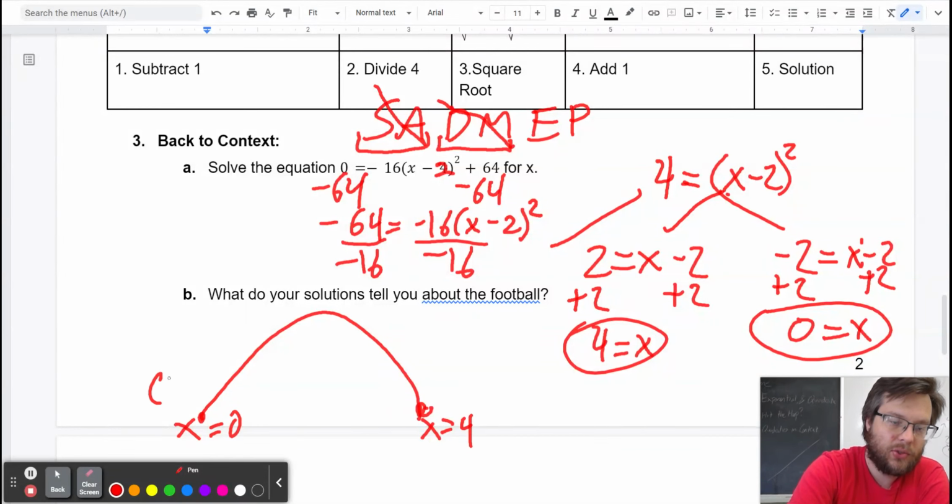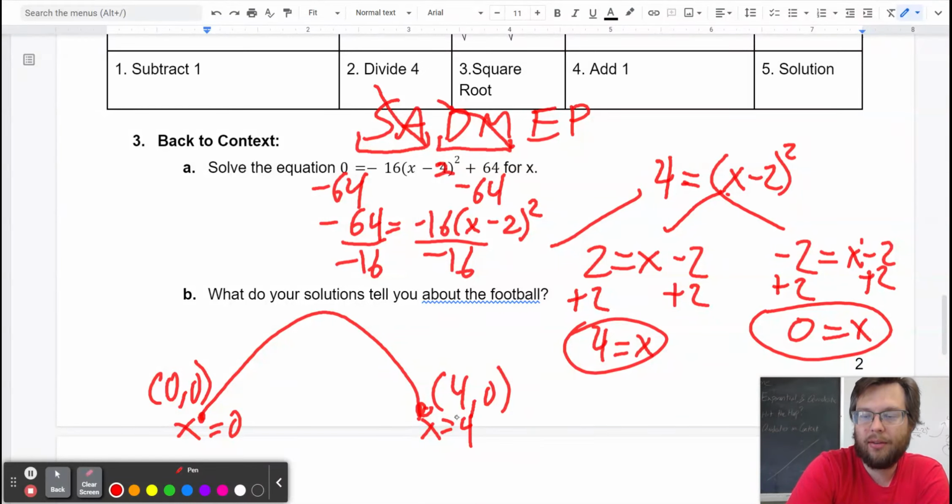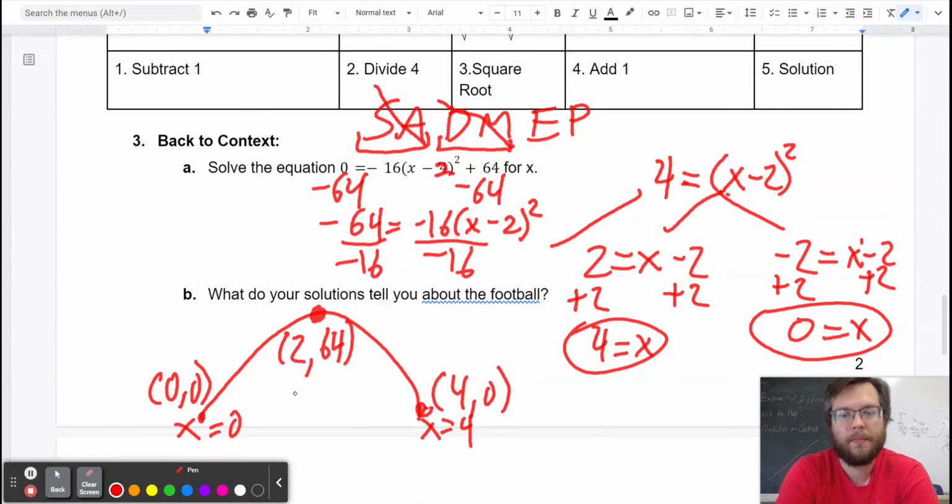This is 0, comma 0. The ball started on the ground. This is 4, comma 0. The ball hit the ground again 4 seconds after you kicked it. And as a bonus, this point in the middle, the vertex, is 2, comma 64. So that's the new unit. That's the sort of thing we'll be working on.